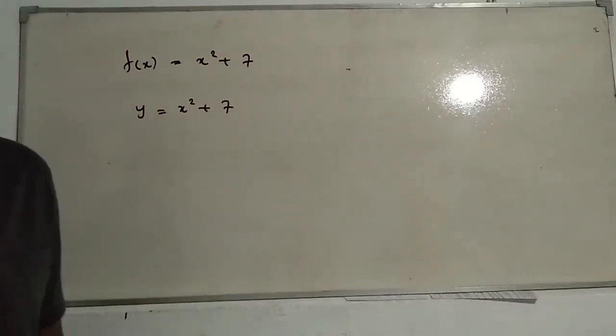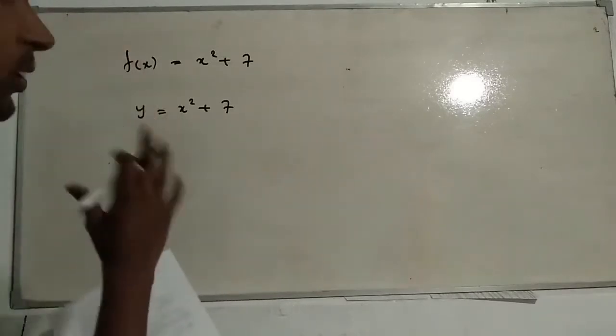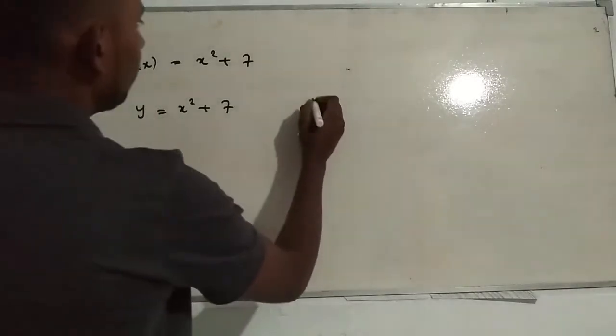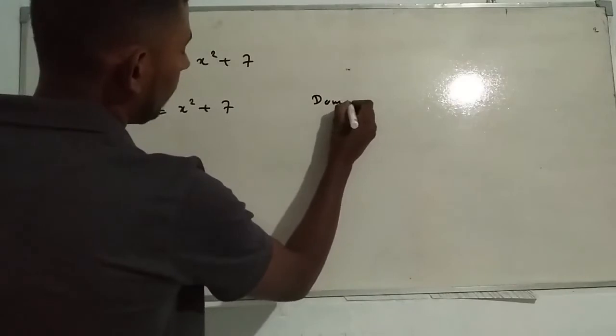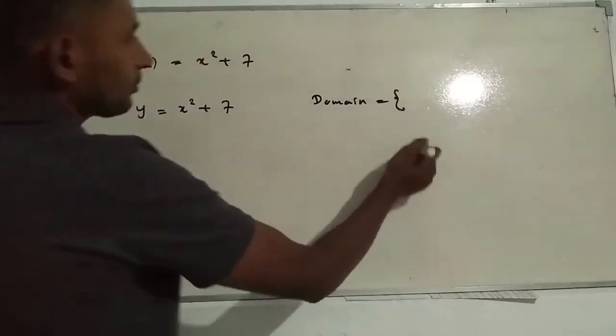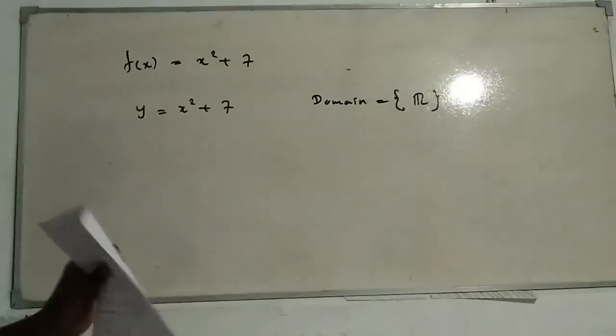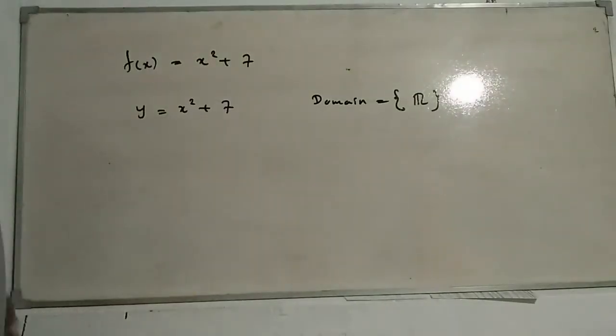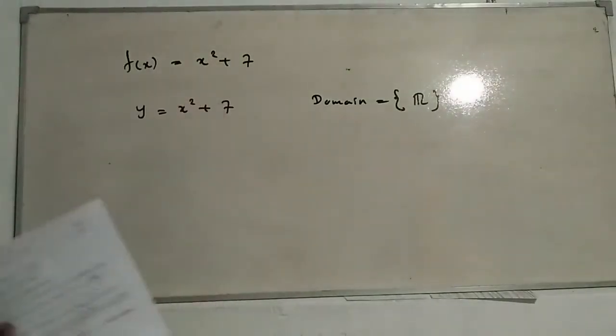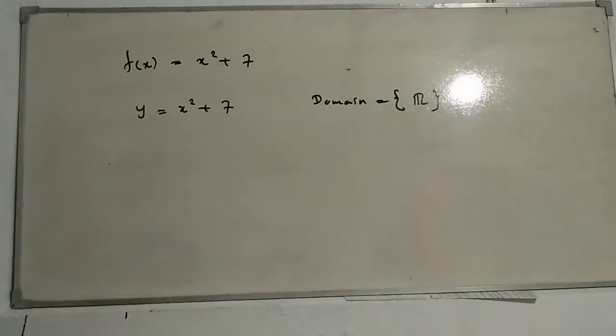There is no restriction. You can put any value for your x. So I can write domain is equal to real numbers. You can put any real numbers into x. There's no restriction, so our domain is all the real numbers. So now let's look at our dependent variable.